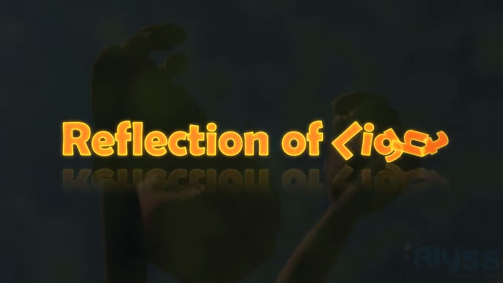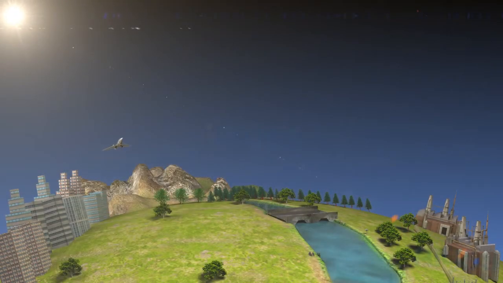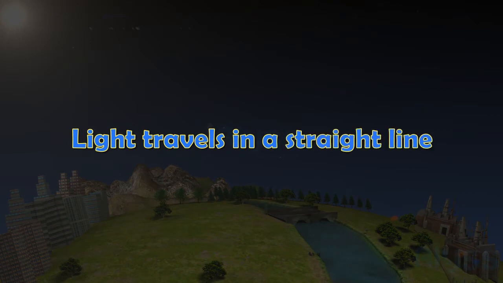Reflection of light. The sun is a source of light. If any object blocks the light, then we see a shadow of that object because the object is blocking the light. As such, the light is unable to reach the surface. That means light travels in a straight line.